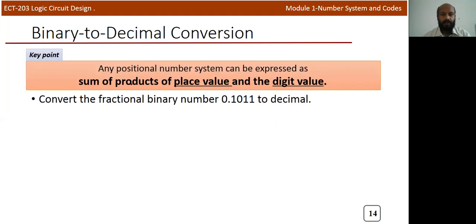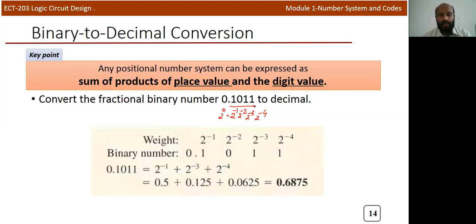Now we'll discuss a fractional number. Again, the same rule we need to use. In the fractional portion, the powers go like this: this is 2 raised to 0. After this point, you need to consider 2 raised to minus 1, 2 raised to minus 2, 2 raised to minus 3, and 2 raised to minus 4, and multiply and add. If you consider it this way, here we don't want to consider this part because it's 0. If you multiply with 0, it's 0.